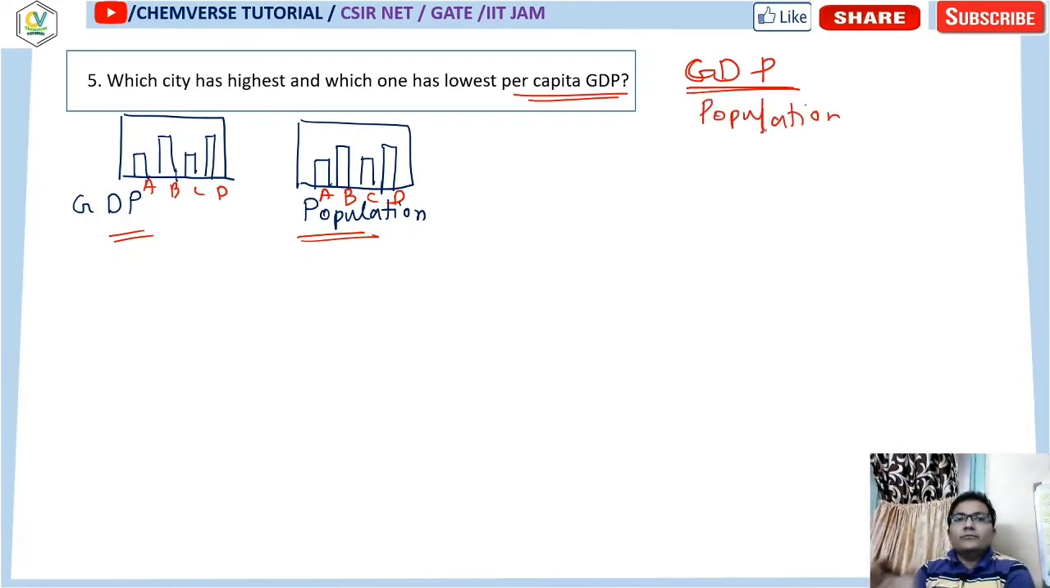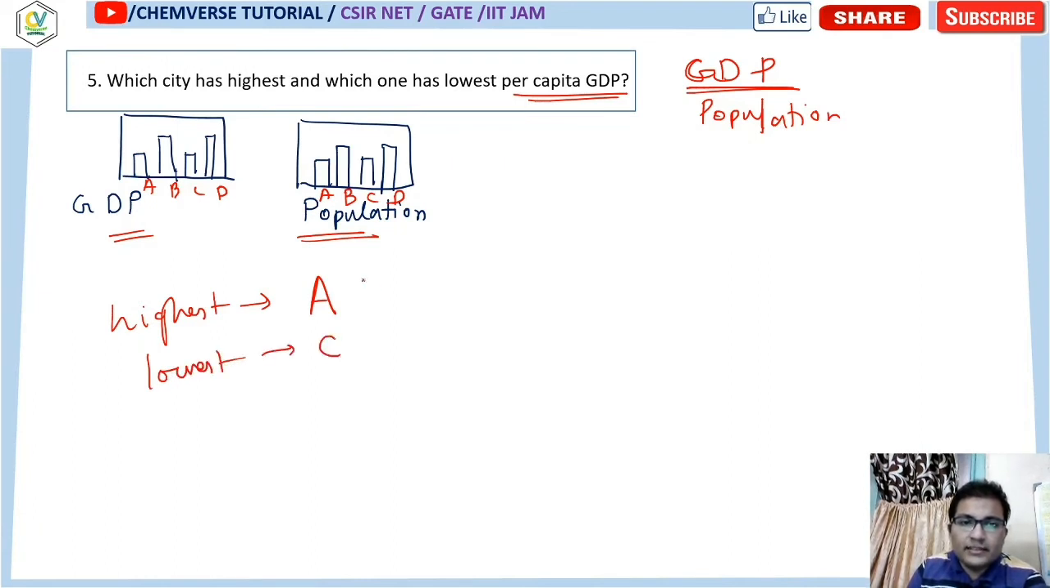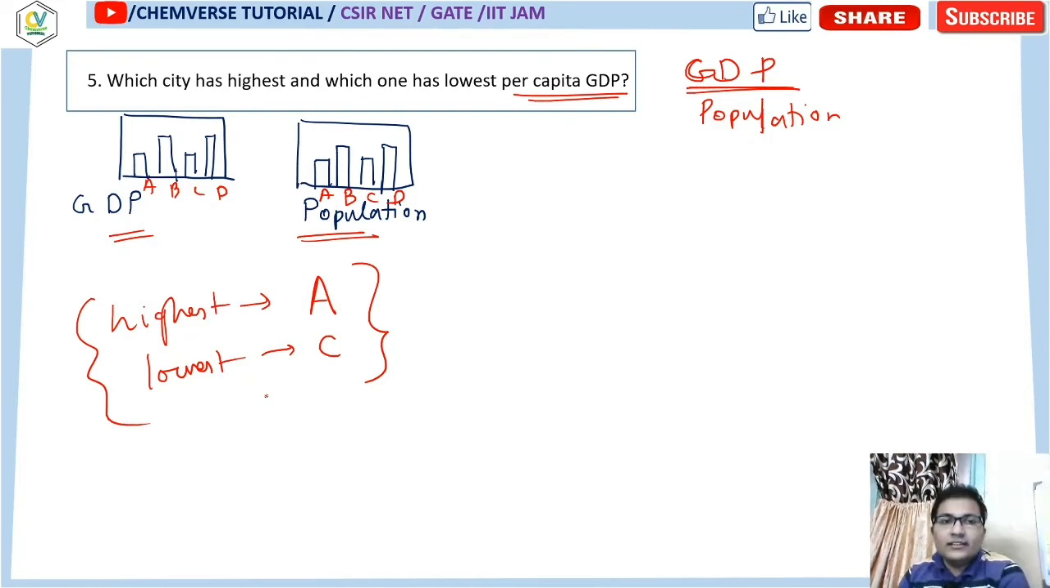Now from this graph you just have to compare. Okay. Now this is not the graph which was depicted, because only if we get the exact pattern of the graph can we understand. But as far as I remember, the highest value of per capita GDP will be for city A and the lowest will be for city C. This would be the answer of that question. Okay. Once we get the response sheet, I will discuss this question in detail. Okay, so let's wait for that.